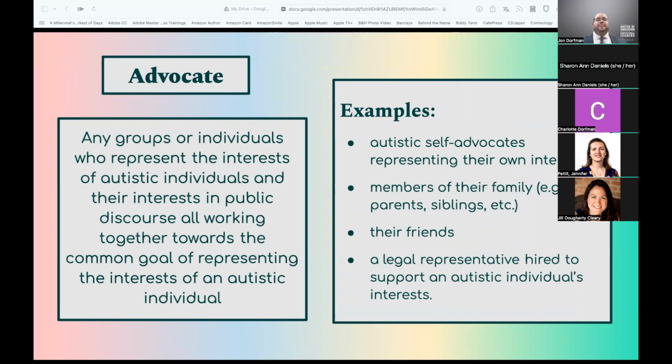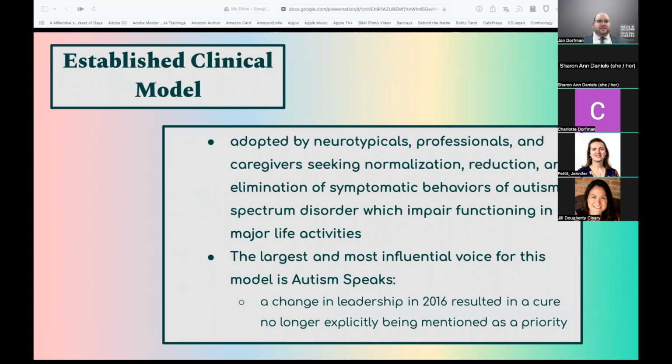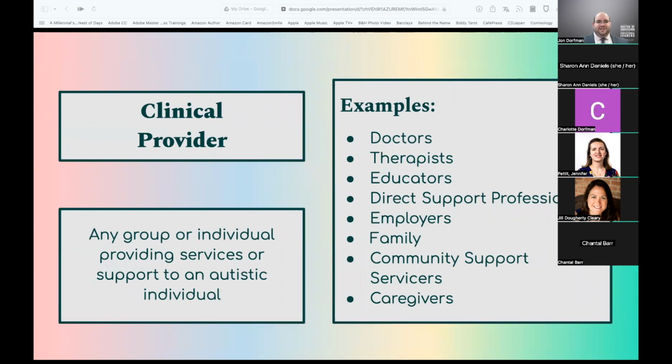Moving on, the established clinical model is adopted by neurotypicals, professionals, and caregivers seeking normalization, reduction, and elimination of symptomatic behaviors of autism spectrum disorder, which impair functioning and major life activities. The largest and most influential voice for this model is Autism Speaks. It should be noted that a change in leadership in 2016 resulted in a cure no longer explicitly being mentioned as a priority, although they have a lot of history to try to overcome if they want to buddy up to more self-advocates.